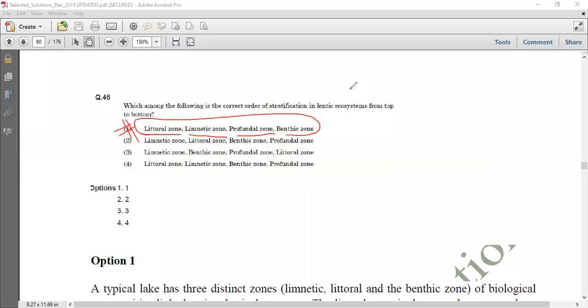Is it clear to everyone? Anyone having any doubt in this? If you see from top to bottom: littoral, limnetic, profundal and benthic. Is it clear to everyone? Okay, it's clear to all the candidates, right? Now let's move to the next question.